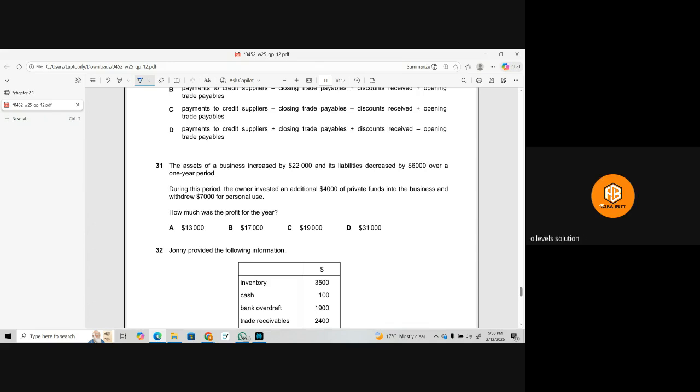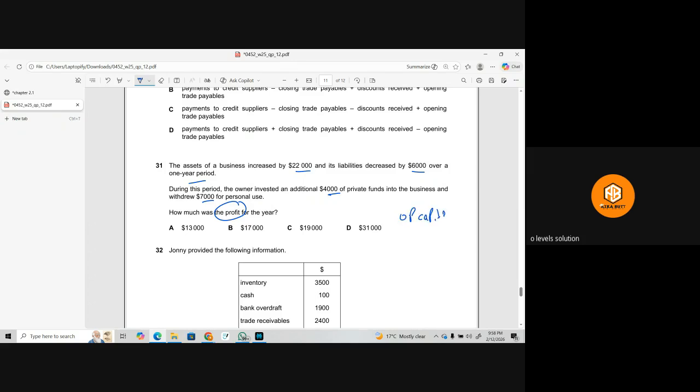Next question is about an asset of a business increased by 22,000 and its liability decreased over one period. During this period, the owner invested an additional capital of private funds into the business and withdrew some drawings. Okay, so this is very easy, opening capital.